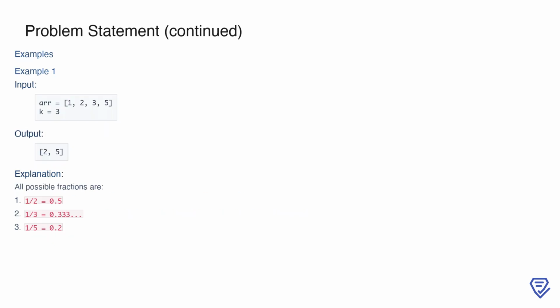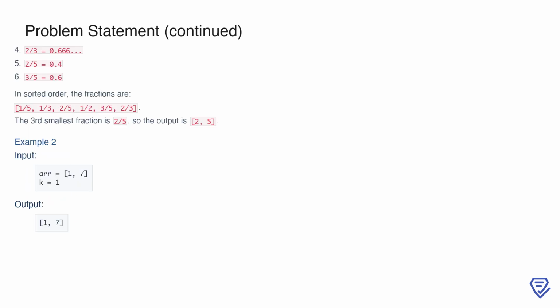Let's explore an example to clarify the problem. Suppose the input array is ARR equals 1, 2, 3, 5, and k equals 3. This means we need to find the third smallest fraction that can be formed using the elements of ARR. First, we generate all possible fractions, 1/2, 1/3, 1/5, and so on. These fractions are calculated by taking one element as the numerator and a later element as the denominator, ensuring i less than j. To determine which is the third smallest, we need to sort these fractions by their values in ascending order. This process will help us identify the correct fraction to return.